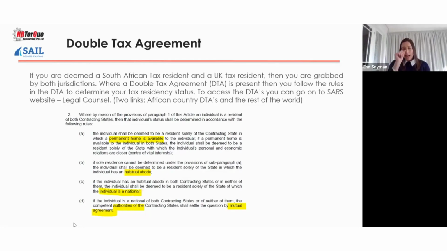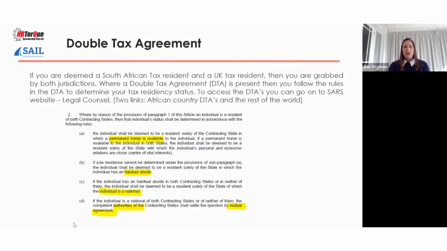Each double taxation agreement has a paragraph like this, where it assesses your tax residency. Again, this is a subjective test, so the onus is upon the taxpayer. Ultimately, if you are grabbed by both jurisdictions for tax residency purposes, we're going to work our way through here. For the first point, what SARS wants to determine is where your permanent home was available. If you've got a permanent home in South Africa and a permanent home in the UK, even if you're renting, if you've got a home available to you in the UK as well as in South Africa, then we can't determine where your residency lies and we need to move to point B. Now, if you only have a permanent home available in one of those jurisdictions, then your tax residency would point to that country. So if you've got a permanent home in both, we then move to point B.